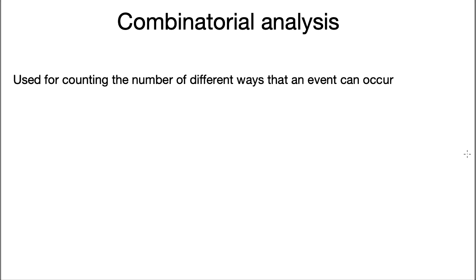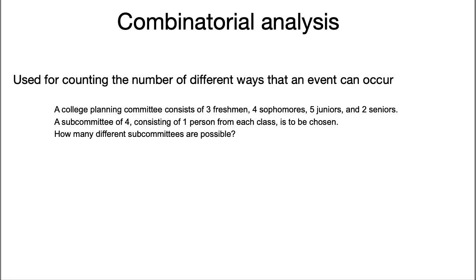So for example, there is a college planning committee consisting of 3 freshmen, 4 sophomores, 5 juniors and 2 seniors, and a subcommittee of 4 consisting of 1 person from each class is to be chosen. The question is how many different subcommittees are possible.